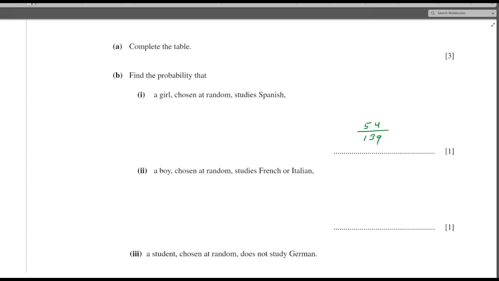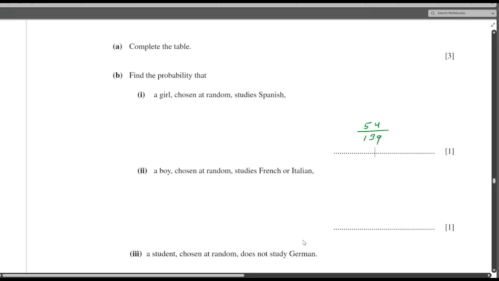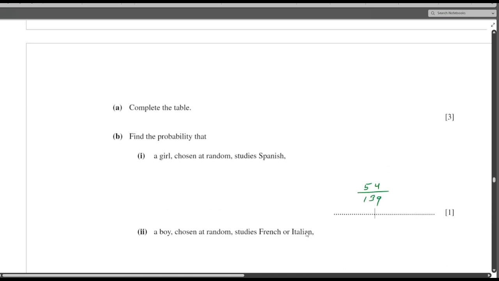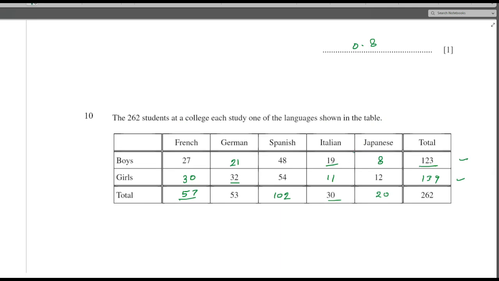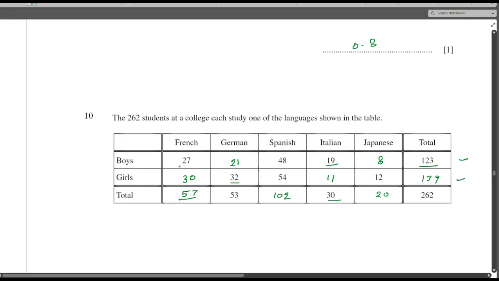So here the answer is 54 divided by 139. Now next question is, a boy chosen at random studies French or Italian. So French, I have 27 boys. Italian, I have 19 boys.